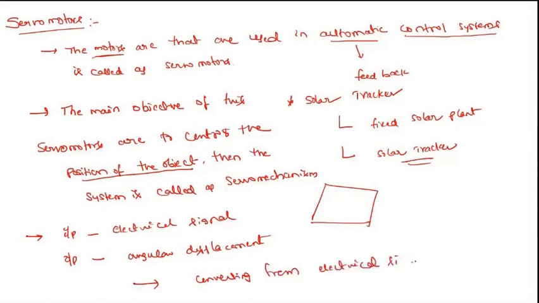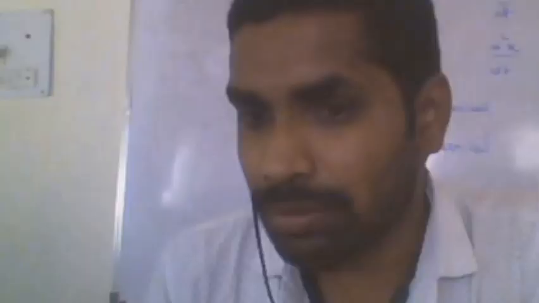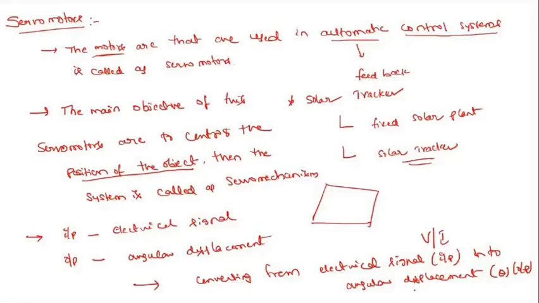It is converting from electrical signal into angular displacement; within brackets I can write input electrical signal into angular. Electrical signal is either voltage or current, both are electrical signals, and angular displacement is theta. Sometimes it may be considered as angular velocity also, that is omega. Theta or omega, here voltage or current. So this is the basic introduction about the servo motors.